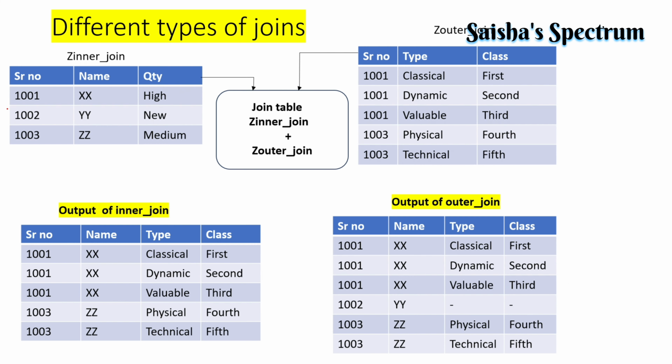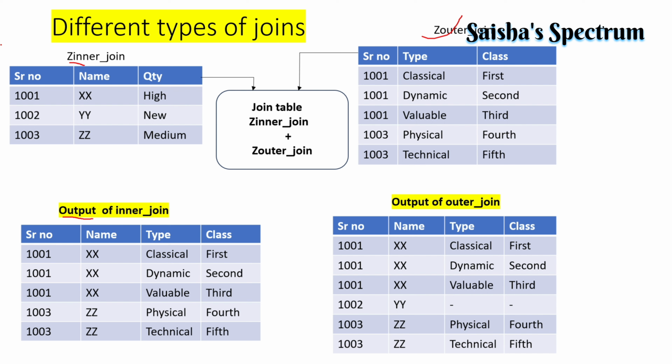For example, we will see here these are two tables, like Z inner join and the other table is Z outer join. So for the inner join concept, let us see the output. As we know, in inner join only the similar data will get selected.